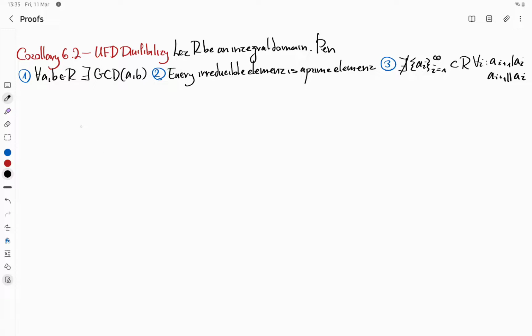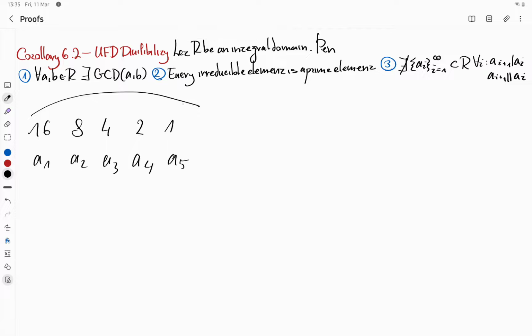An example of such a sequence would be, say, 16, 8, 4, 2, 1. In this notation, 16 would be a1, 8 a2, 4 a3, 2 a4, and 1 a5. Now, here it's obvious that this sequence must always be finite, because we begin with the biggest and then start going down. We have a decreasing sequence, which is, however, greater than 0. But not so obvious for general integral domains. That's what we'll prove. Now, onto the proof.